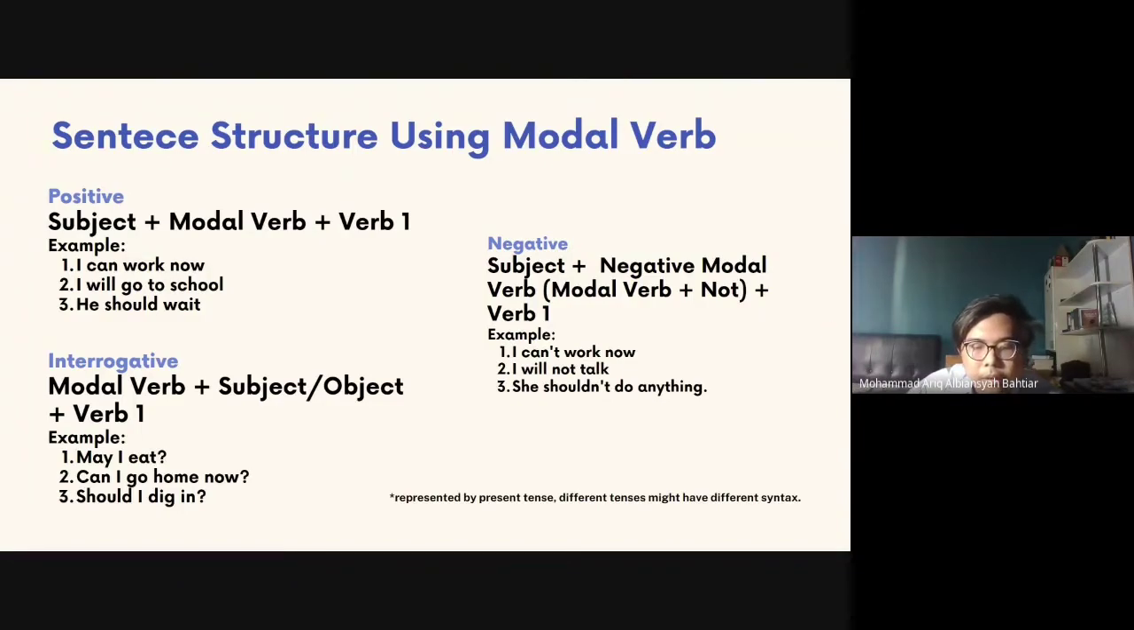The second one is the negative structure. The structure of this type is subject plus modal verb plus not plus verb 1. For example: I can't work now. I will not talk. She shouldn't do anything. And the last structure is the interrogative structure. The structure of this type is modal verb plus subject plus verb 1. For example: may I eat? Can I go home now? Should I dig in?